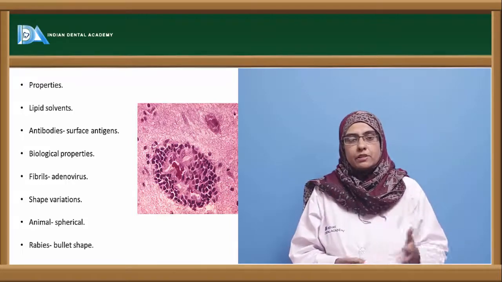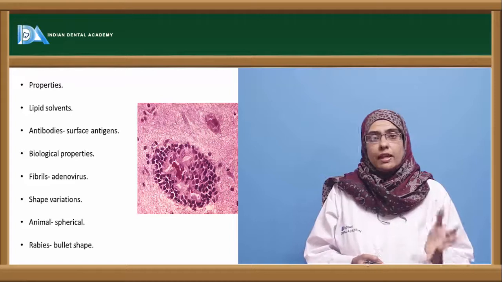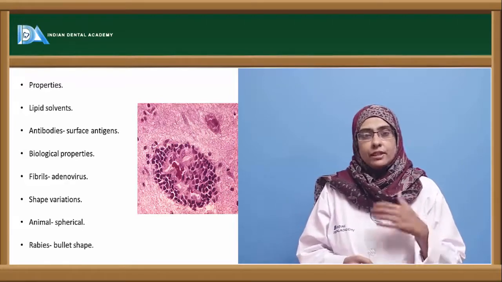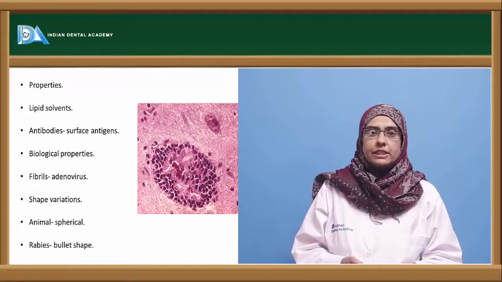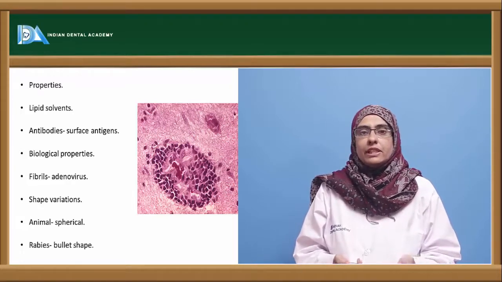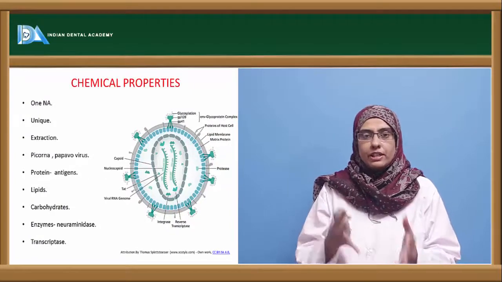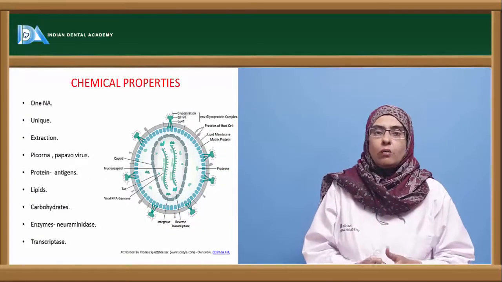Some examples I would like to discuss here are the rabies virus, which is usually bullet in shape, the Ebola virus, which is filamentous in nature, and the tobacco mosaic virus, which is helical in nature. So apart from this, a wide variety of variation can be seen in viruses.